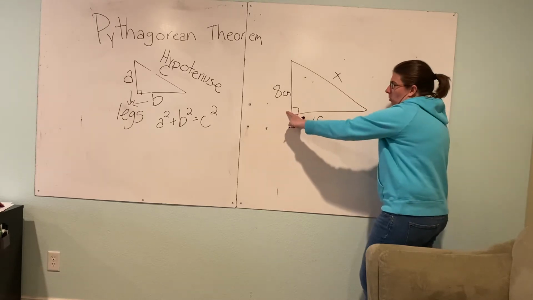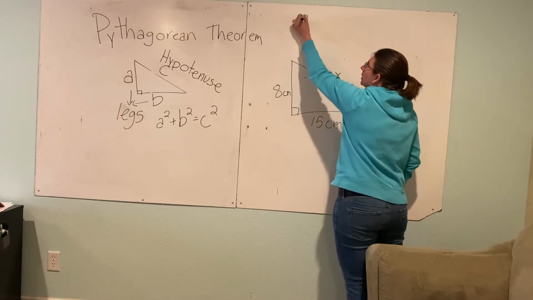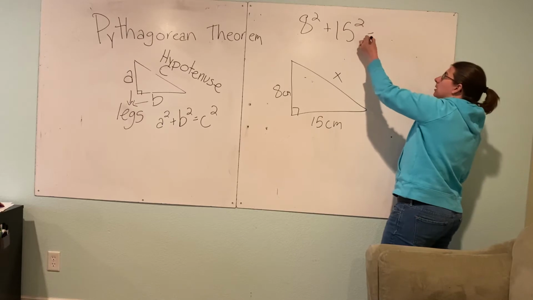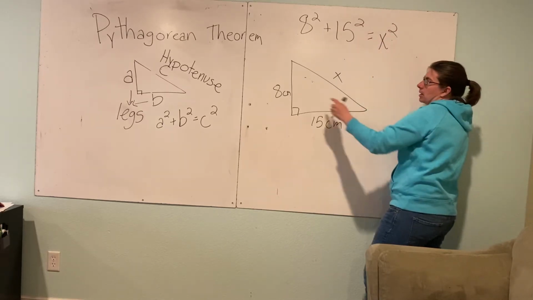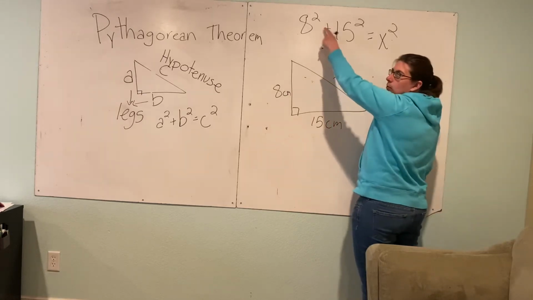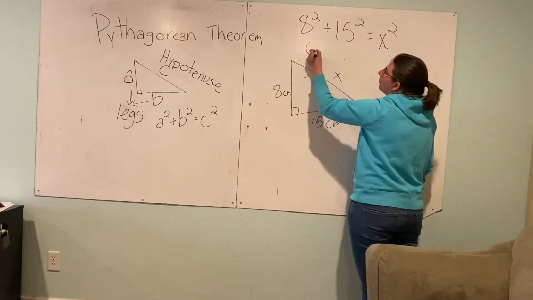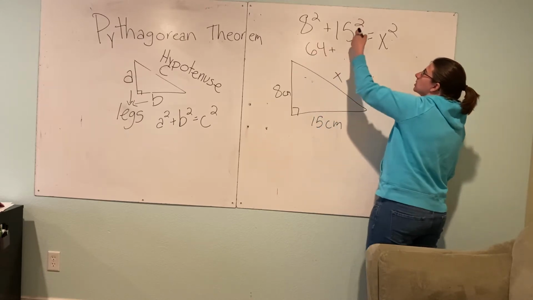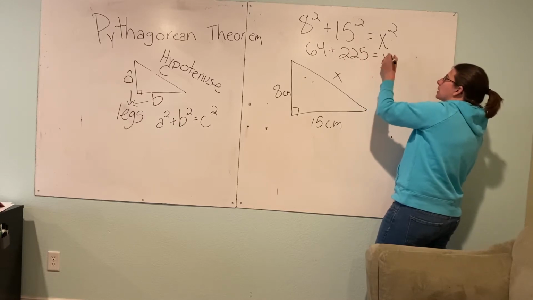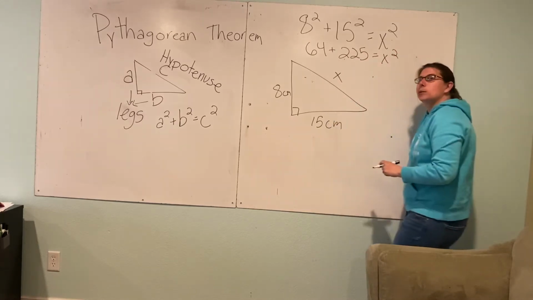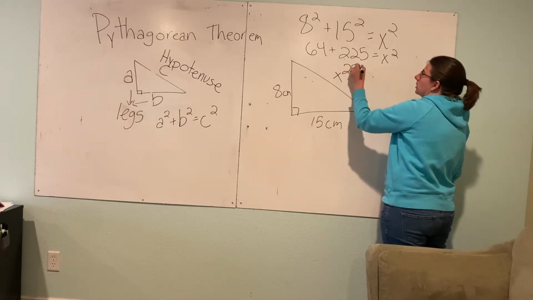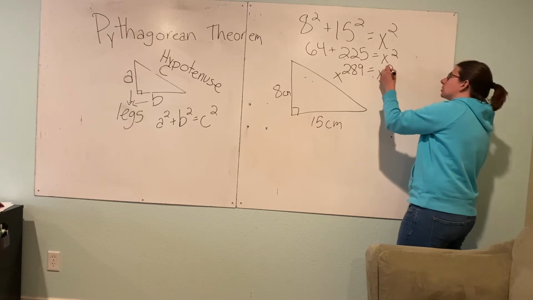So it doesn't matter the order of these, but we're going to go 8 squared plus 15 squared equals x squared, okay? This squared plus this squared has to equal this, okay? 8 squared, remember, is 8 times 8, so that's going to be 64. 15 squared, 15 times 15, is 225, equals x squared. We're going to add these together because they're on the same side of the equation. So that's going to be 289 equals x squared.